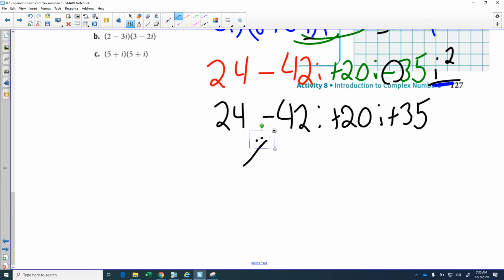Sorry about that, I got a bunch of dots on the screen. Let me get rid of those.